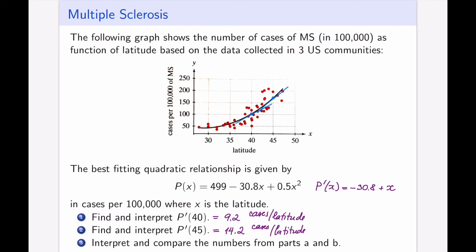And indeed, it does look like it. It looks like the function is increasing, and it's increasing faster. Okay, so the slope is getting steeper and steeper as we go along. So maybe I will label this as slope 9.2 and this as slope 14.2. So the trend that I'm noticing is that cases increase at a faster rate at higher latitudes.